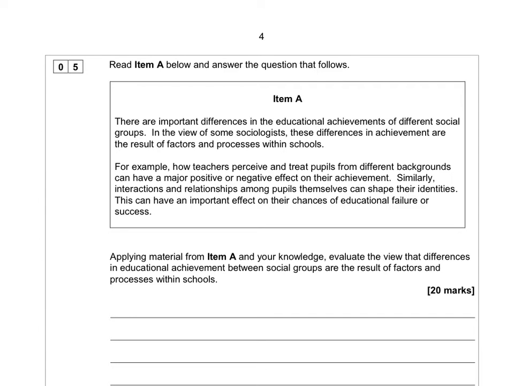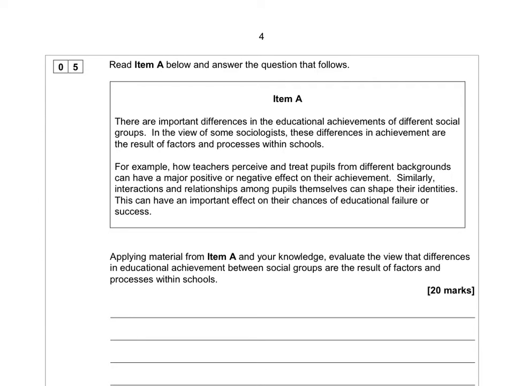And the key here really is relevance. Picking out elements from this item that are really going to help you answer this question. And it also says your knowledge. That's also quite important, that the knowledge that you pick is relevant to the question. And so the idea of linking back to the question is quite important here because it does emphasise relevance. The question itself asks you to evaluate the view. So this is going to be a debate question. Obviously, it's always going to be an assess or evaluate question.